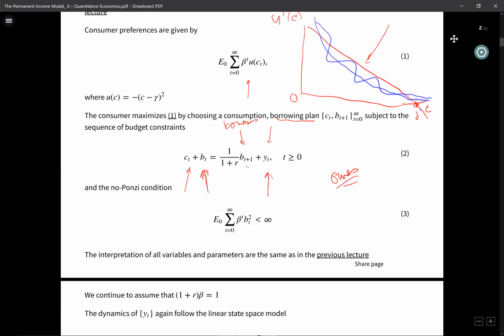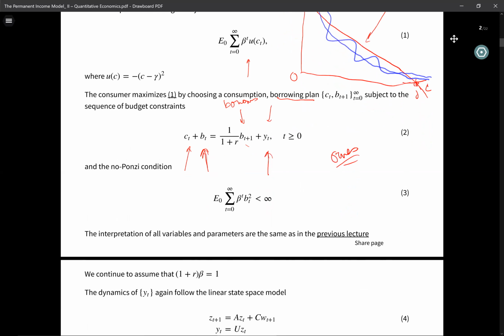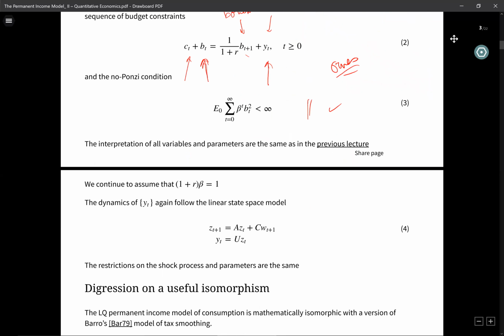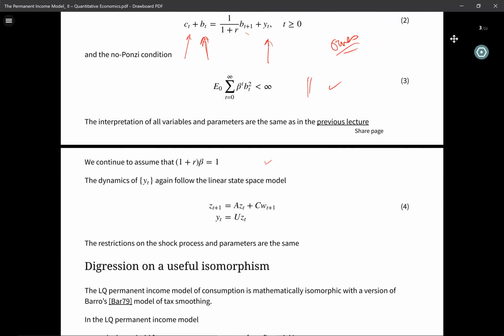That's it. And we're going to have a no Ponzi scheme condition. And there's technically various ways to do that. It's going to suffice for us if we make this B program be square summable, discounted square summable. So this is a boundary condition that will work for us. And then we're going to follow Hall, and we're going to assume that the gross interest rate times the discount factor is equal to 1. And then the final thing is we're going to let the dynamics of Y follow a linear state space system.